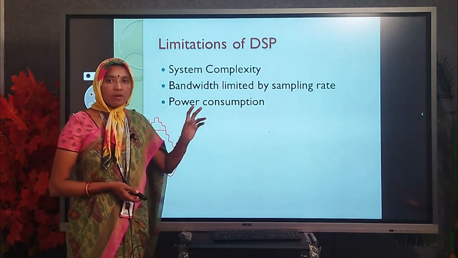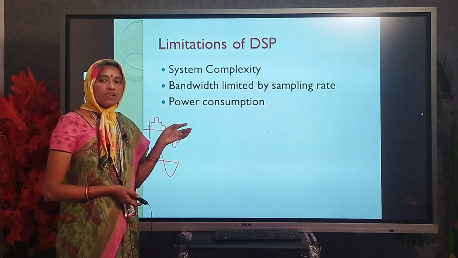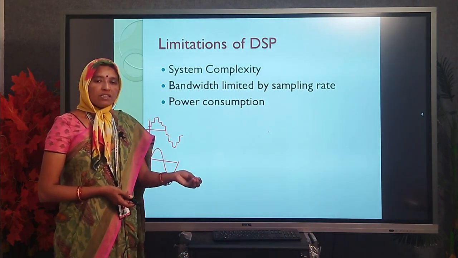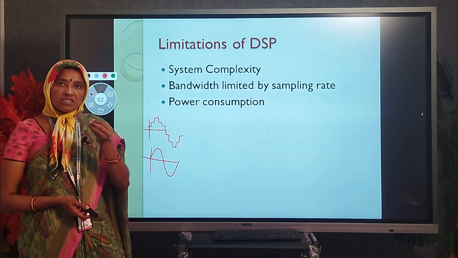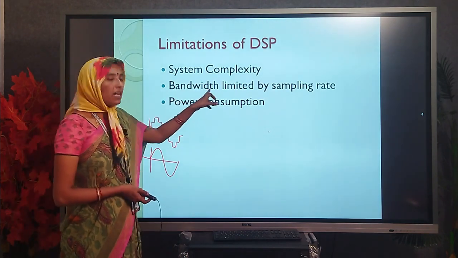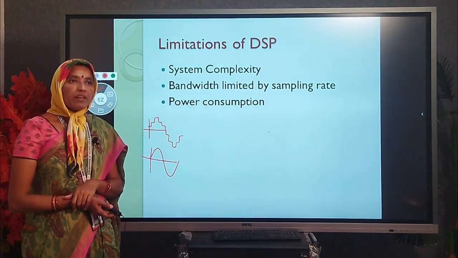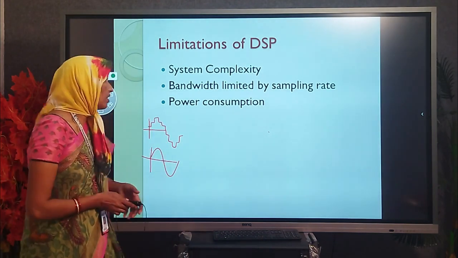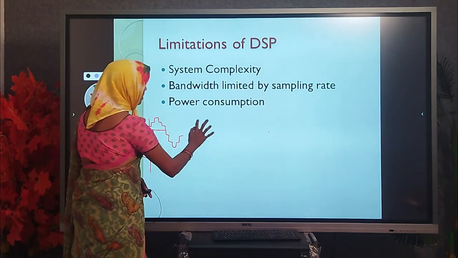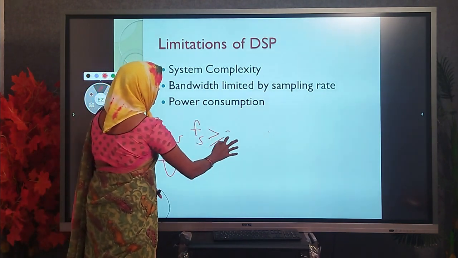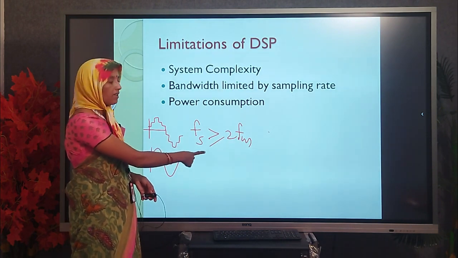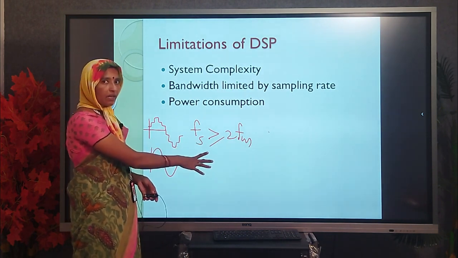First one is system complexity. In this processor, analog to digital converters and digital to analog converters are used. That's why system complexity is increased. And next one, bandwidth limited by sampling rate. The sampling frequency should be greater than or equal to twice of the maximum signal frequency, like fs greater than or equal to 2fm, then only we can reconstruct the signal without aliasing effect.